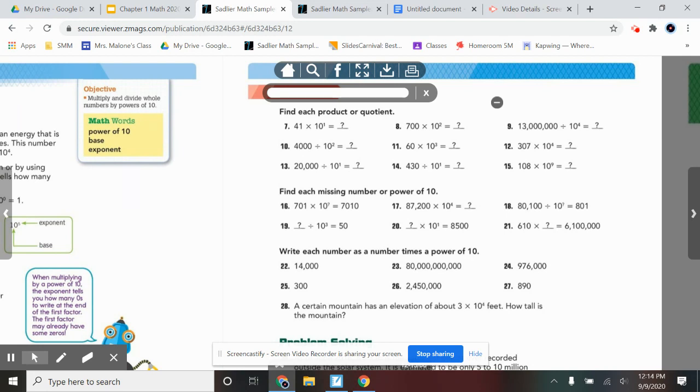Now this one says find the missing power of 10. Did we learn how to do that? Yes, we did. We learned how to do that. Okay. Let's move to 22 through 27. This says write each number as a power of 10. Did we do that? We didn't do that.